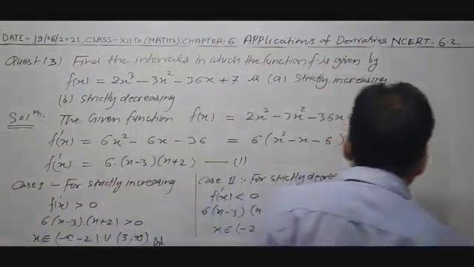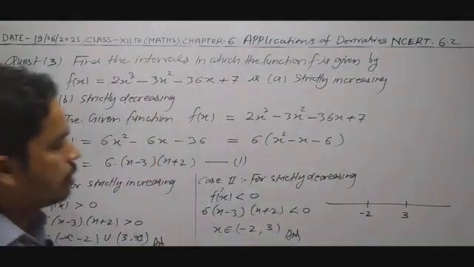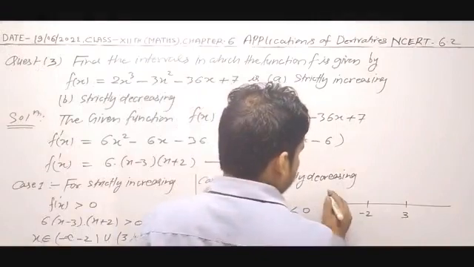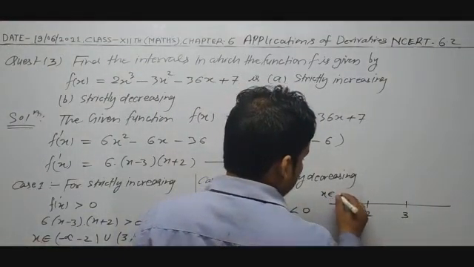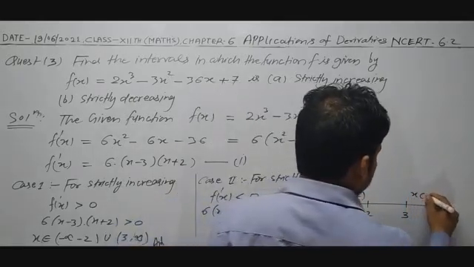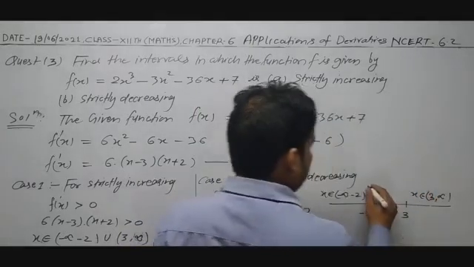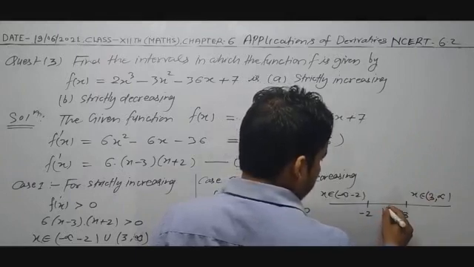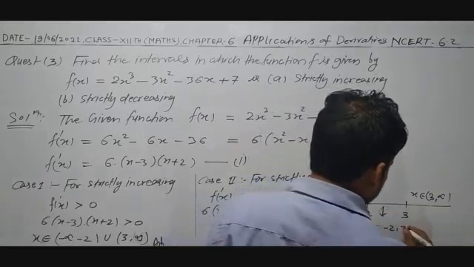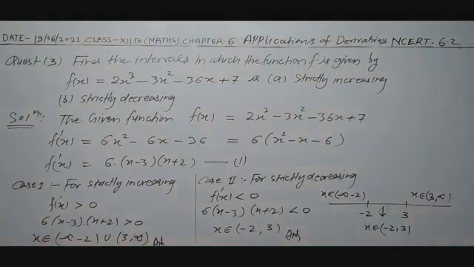and when you draw on the number line, this is minus 2 and this is 3, and minus 2 and 3 divide the number line into 3 regions. First region is x belongs to minus infinity to minus 2. Third interval is x belongs to 3 to infinity, and this interval is minus 2 to 3, x belongs to minus 2 to 3 in open interval. So this is the complete solution.